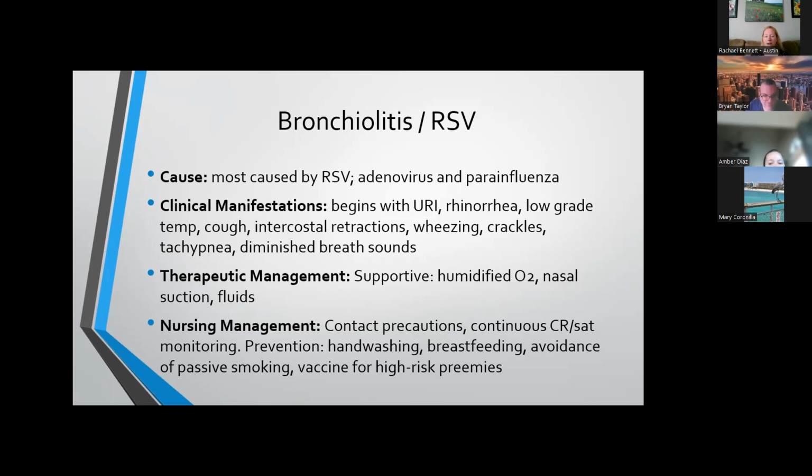Okay, so breastfeeding promotes the passing of antibodies, so that can be a great preventative tool, just like with the ear infections, and avoidance of passive smoking. And again, that vaccine that you're seeing listed there is not really a vaccine, it's really an antibody that we can provide, but vaccine's the easiest way to think about it. All right. Any questions about RSV? It's really important that you understand this one.